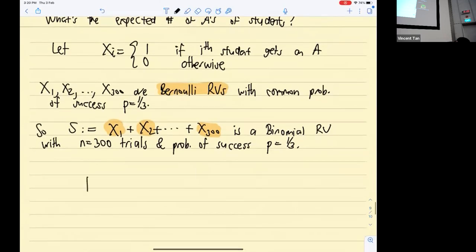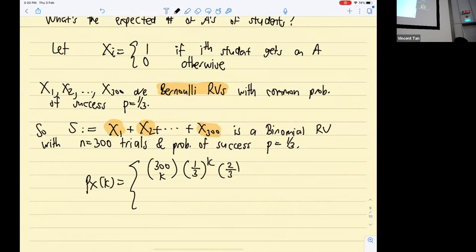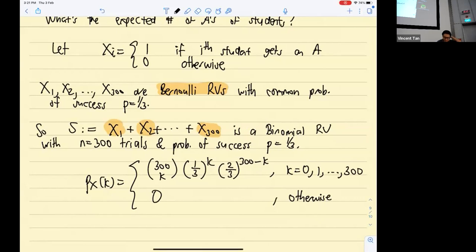And in particular, the PMF of S at K is nothing but 300 choose K. Basically, out of the 300 students, I need to choose K to give an A, those smart ones. The probability of anyone getting an A is 1/3, and the probability of someone not getting an A is 2/3, to the power 300 minus K. Here K can run from 0 to 300. Everyone could get an A, no one could get an A, and zero otherwise. So that's the probability mass function of a binomial random variable, as we have seen before. There's nothing surprising here.